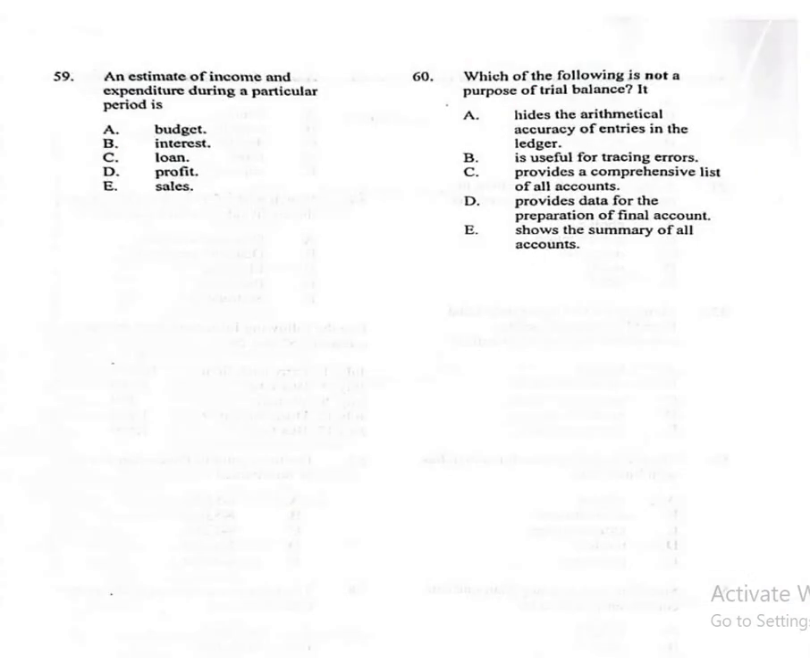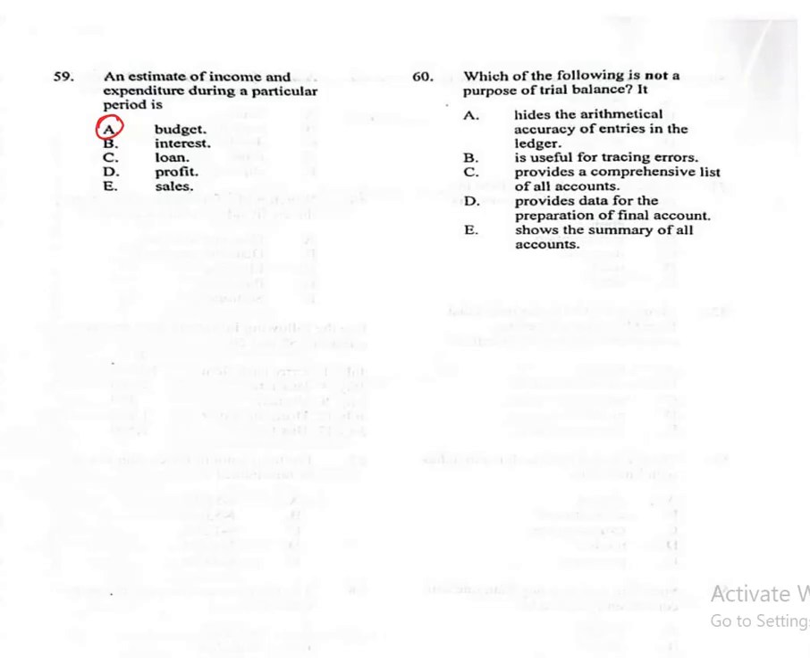Alright, we're almost done with bookkeeping. Question 59. An estimate of income and expenditure during a particular period is A, budget, B, interest, C, loan, D, profit, E, sales. The correct answer is A, budget.